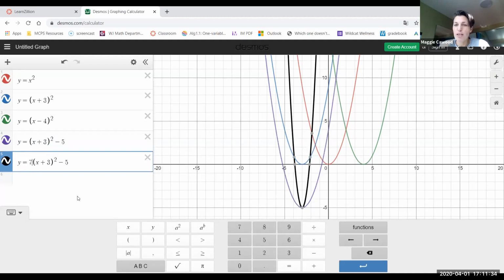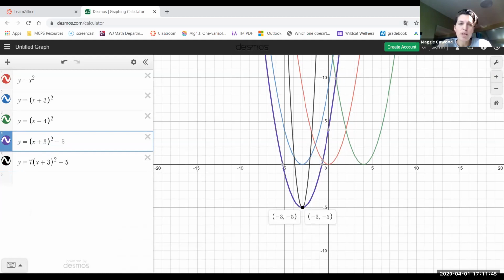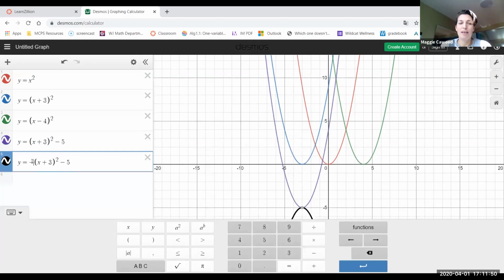The vertex is still the same, right? Do you see it? I'm comparing the purple and the black, and that vertex for the purple and the black, they both have that same vertex, -3, -5. So putting a dilation out here really didn't affect that vertex at all. What happens if I put a negative number? Did that affect my vertex? Do you see it right here?